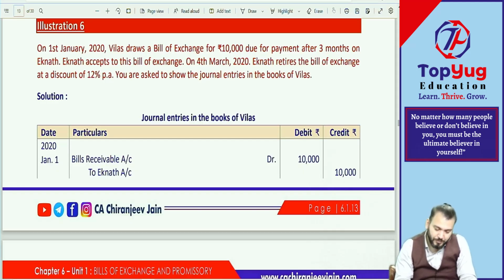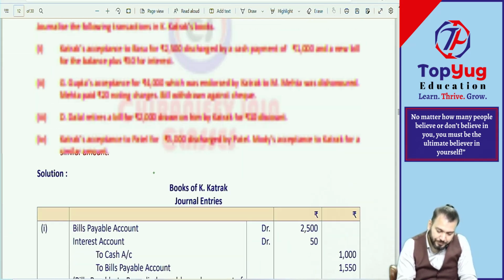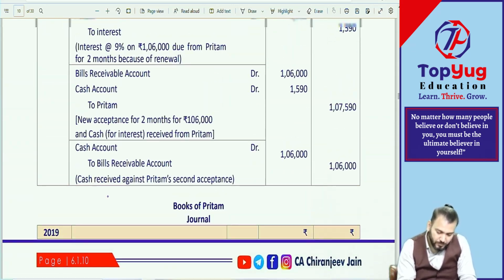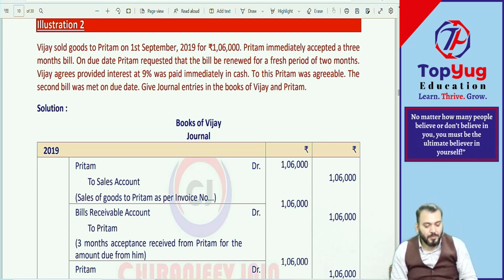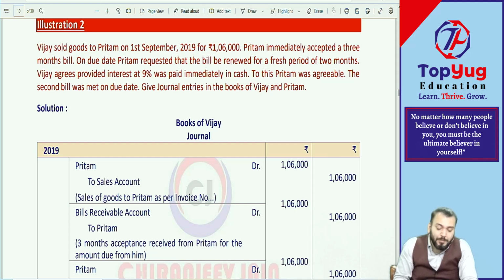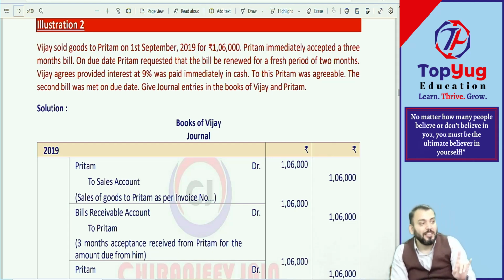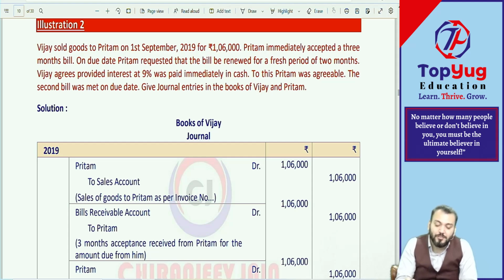Come to illustration number 2. Vijay sold goods to Pritam on 1st September 2019 for rupees 1,06,000. Pritam immediately accepted a 3-month bill. On the due date, Pritam requested that the bill be renewed for a fresh period of 2 months. Vijay agreed, provided interest at a rate of 9% was paid immediately in cash. So interest was paid immediately in cash. To this, Pritam also agreed.